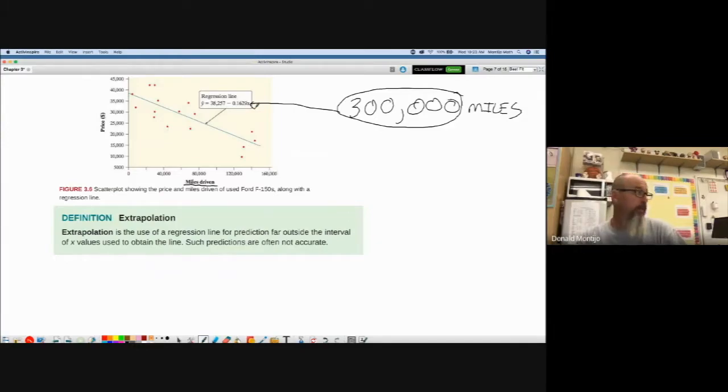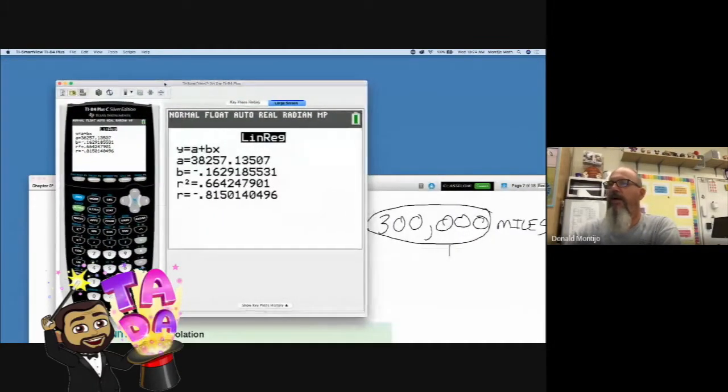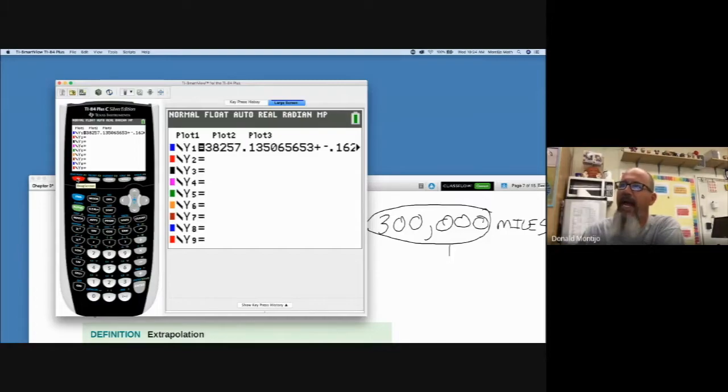I don't want to do that by hand though. I want to use my calculator to plug that in. So let me find my calculator again. I want to take that 300,000 and plug it into the equation. The calculator's pretty slick in the way that it will do it for us. Remember that in our Y equals, we have the equation: Y equals 38,257 minus 0.162 X. It's already in there for us. So I could take 300,000 and do all of the work.